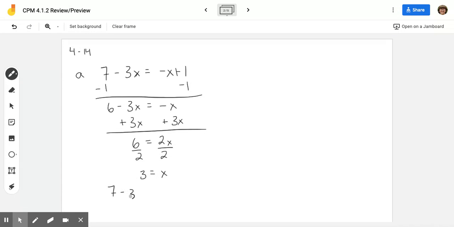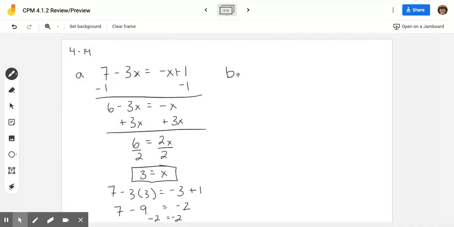7 minus 3 times 3 equals the opposite of 3 plus 1. So that is going to be negative 2. This is going to be 7 minus 3 times 3 is 9. So that is also going to be negative 2. So that means my solution is correct.